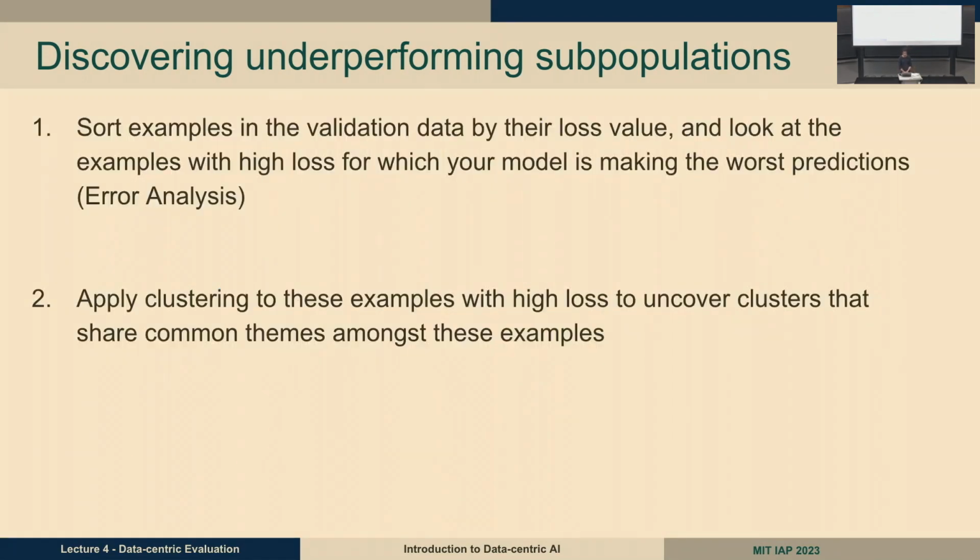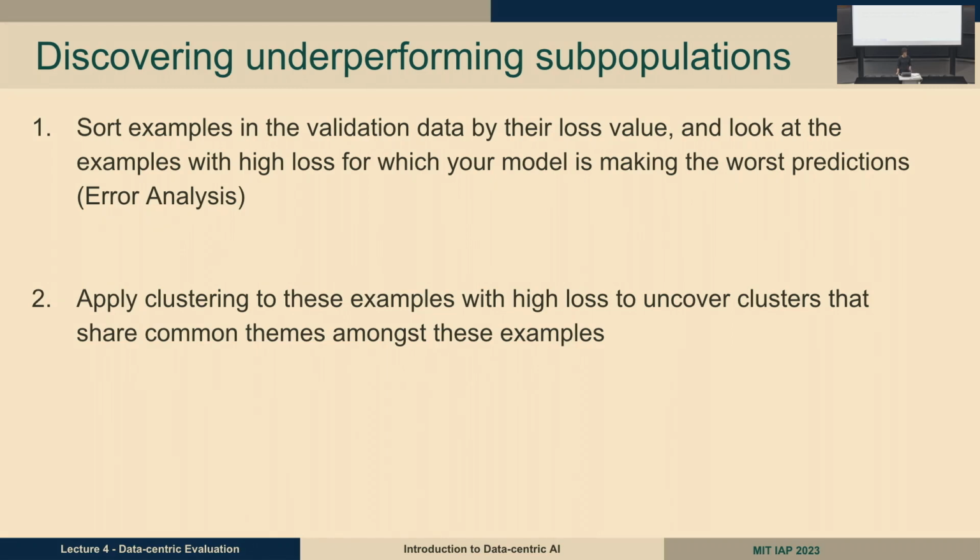And so a high-level strategy that one can use to discover these underperforming subpopulations is to sort all the examples in the validation data by their loss value, then look at the examples with the high loss where your model is making bad predictions, and then finally apply clustering to just those examples with the high loss to figure out what are some patterns amongst these examples which are all receiving bad predictions from the model currently. So irrespective of discovering underperforming subpopulations, step one of sorting the data by loss value is always a good idea.